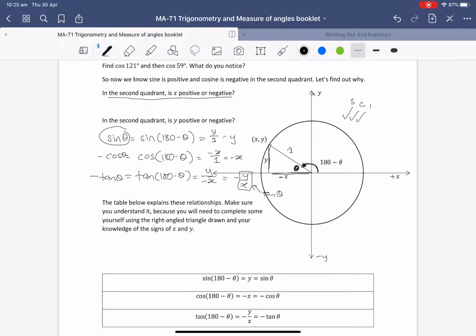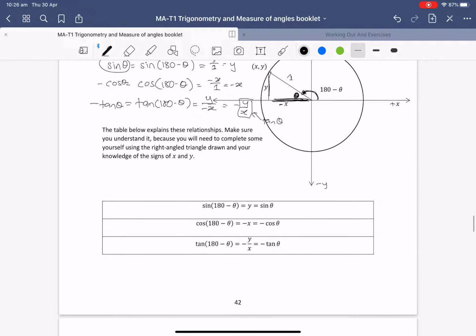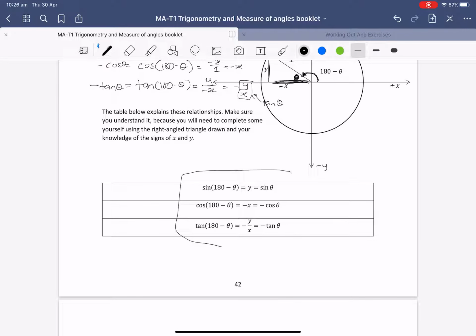Sine, cos, tan. In the second quadrant, sine was positive, and cos and tan were both negative, because the x value was negative, and when we did opposite over adjacent or opposite over hypotenuse, because of the x term, it became negative. It's all summarized here for you as well.